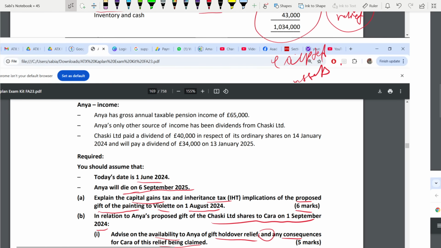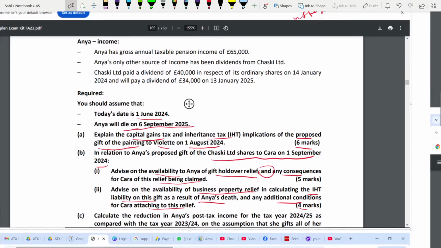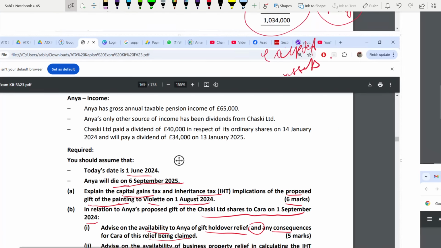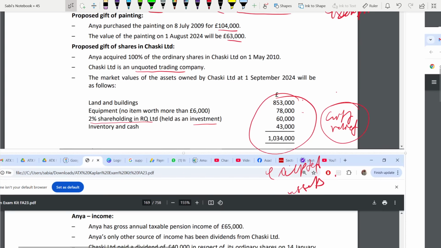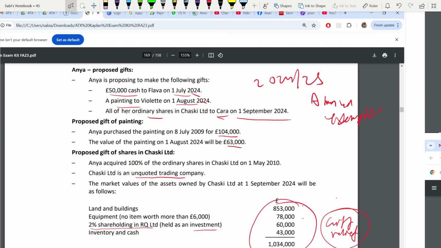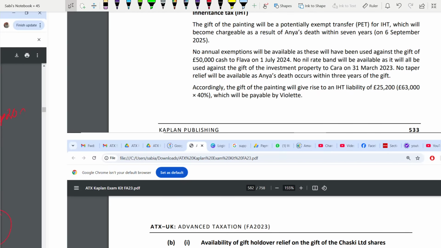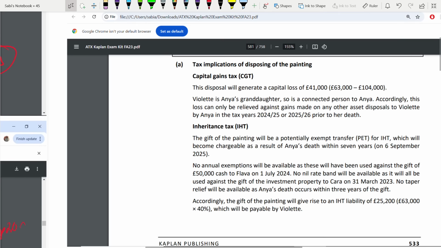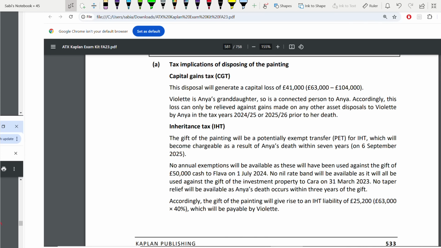First is only relating to the gift of the painting, part B is on shares and part C is the income tax. So the three requirements have been divided into three different sections. First we'll finish with the painting part. Remember, they asked you two implications, so you have to give two implications. You have to write clearly which tax we are talking about. First is CGT, then is IHT.